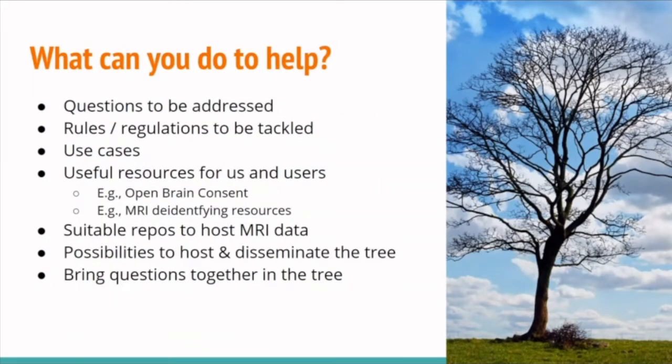If you want to help, you can help in all kinds of ways. Mostly you can think of which questions the tree needs to address, and which regulation should be included besides the regulations that we already have now. Also use cases: there are no use cases yet in the decision tree, no examples, so I think they should be included as well, for clarity. And maybe add some resources that we haven't included yet, or find other repositories that we can use. And as I said, how can we host and disseminate the tree.